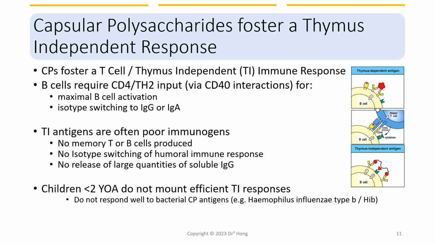Now, when encountering capsular polysaccharides, B cells can only be activated with a thymus-independent mechanism. These polysaccharides are not as good at eliciting an immune response, and not as good at causing memory cells to be formed and isotype switching, so only IgM will be secreted through this process. Now, for children less than 2 years old, the adaptive immune system is not good at responding to thymus-independent responses.